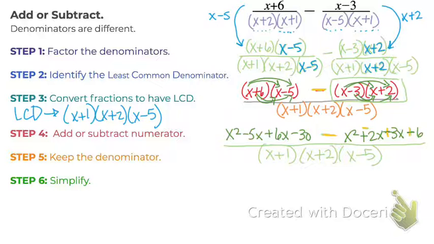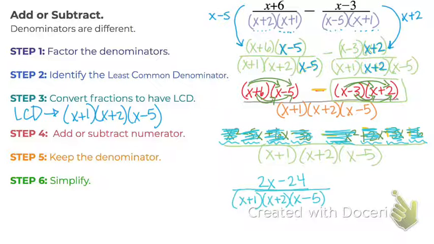now all we have to do is combine our like terms. So when we're combining like terms, I see that there's an x squared minus x squared. That's 0. So I'm just going to cross that off. Then how about just the x's? I have negative 5x plus 6x minus 2x plus 3x. And that gives me 2x. So let's cross those off. And then how about our constants? I have negative 30 plus 6. And that gives me negative 24. And then again, my denominator stays the same.